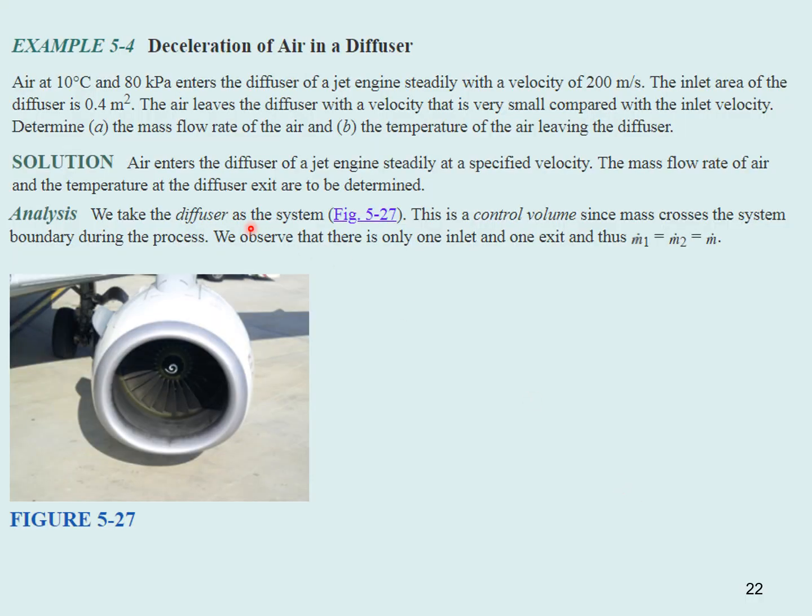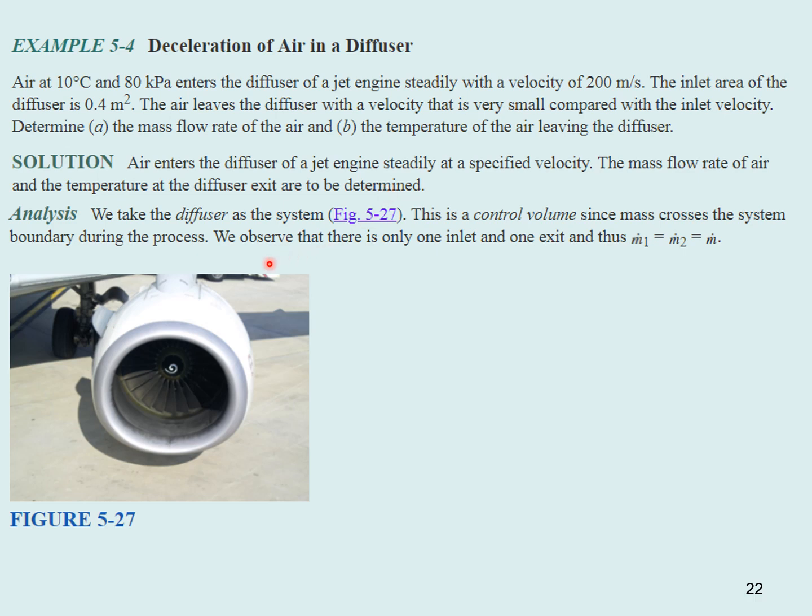So here's the first example. Air at 10 degrees C and 80 kilopascals enters a diffuser of a jet engine steadily with a velocity of 200 meters per second. The inlet area of the diffuser is 0.4 square meters. The air leaves the diffuser with a velocity that is very small compared to the inlet velocity. Determine the mass flow rate of the air and the temperature of the air leaving the diffuser. So here, air enters the diffuser steadily at a specified velocity. The mass flow rate of the air and the temperature at the diffuser exit are to be determined. That's what we're trying to find.